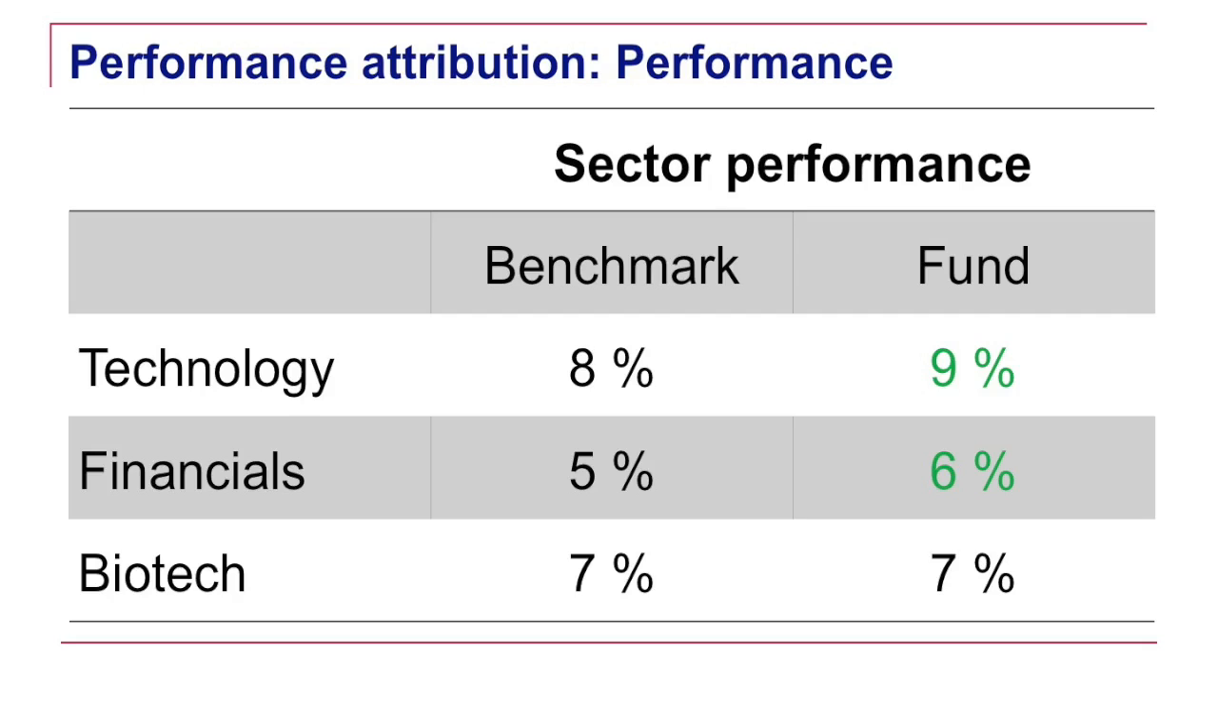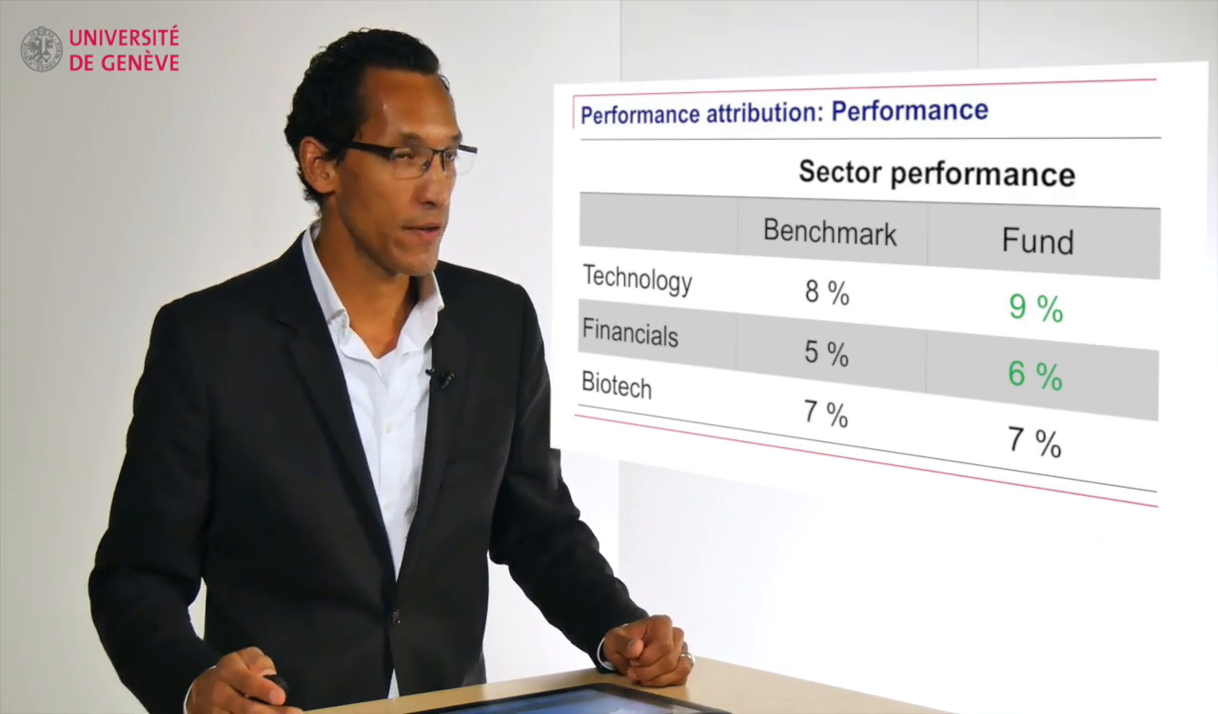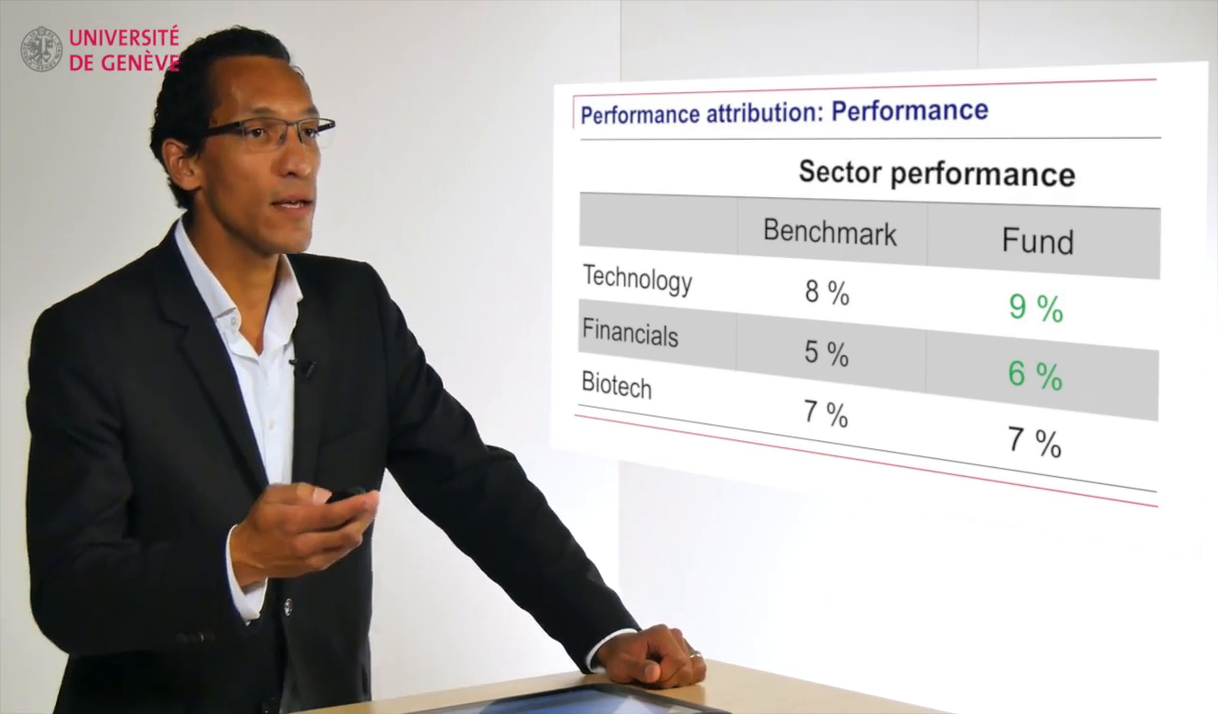Okay? So let's first compute the overall excess return generated by this actively managed fund. We see that the fund does better in technology and financial, and just as well in biotech. So the excess return is going to be positive. So let's compute it explicitly.